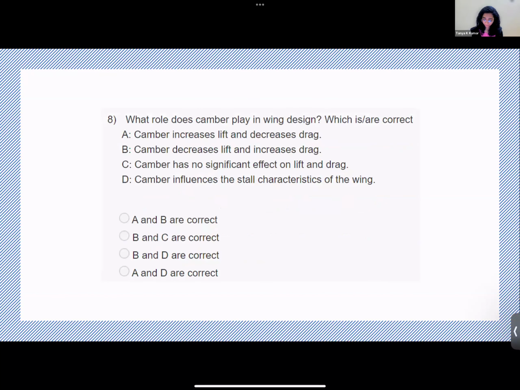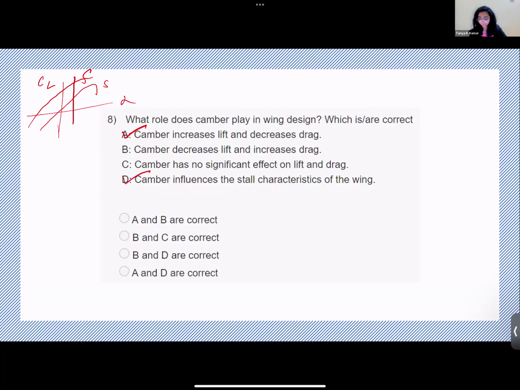So that's that. What role does camber play in wing design? Which of the following is or are correct? Camber increases the lift, decreases the drag. This is anyways true. So if this was your symmetric airfoil and this was your cambered airfoil, for the same angle of attack, you get a higher lift in the case of cambered. This is cambered, this is symmetric. CL versus alpha. Okay, so for the same angle of attack, you get a higher lift in the case of camber. And okay, A and D, correct.